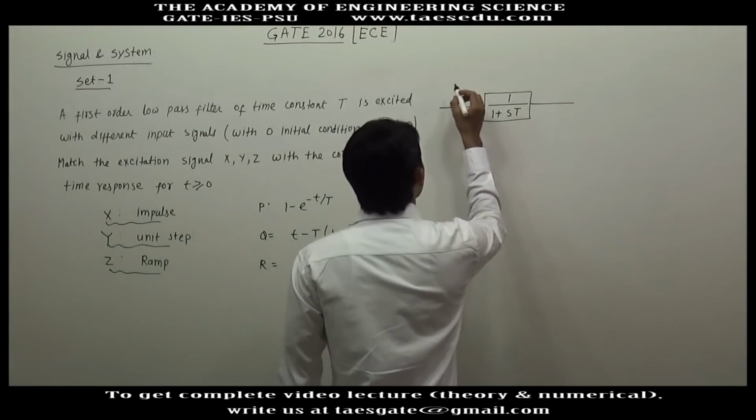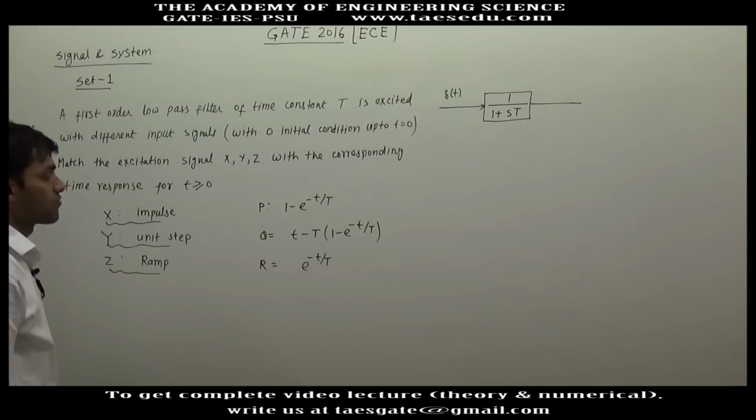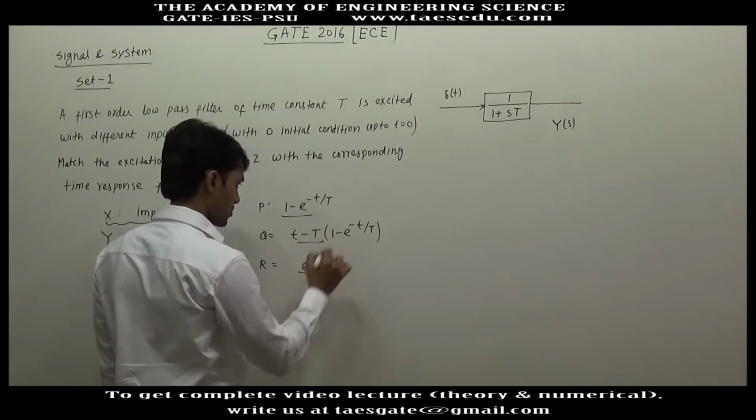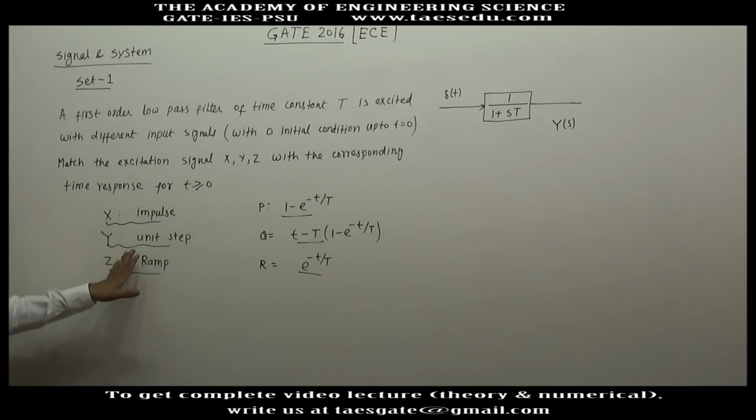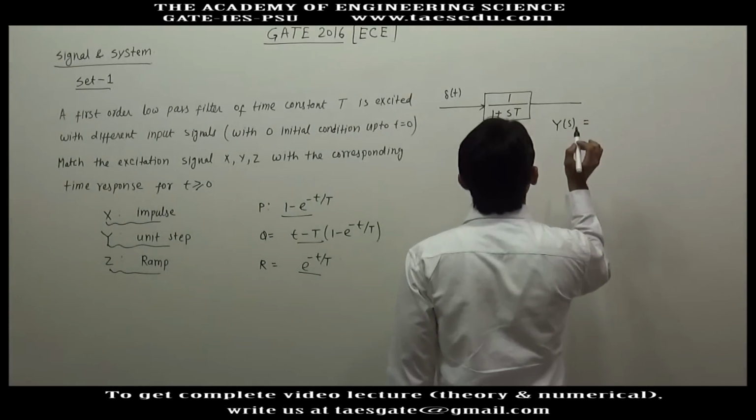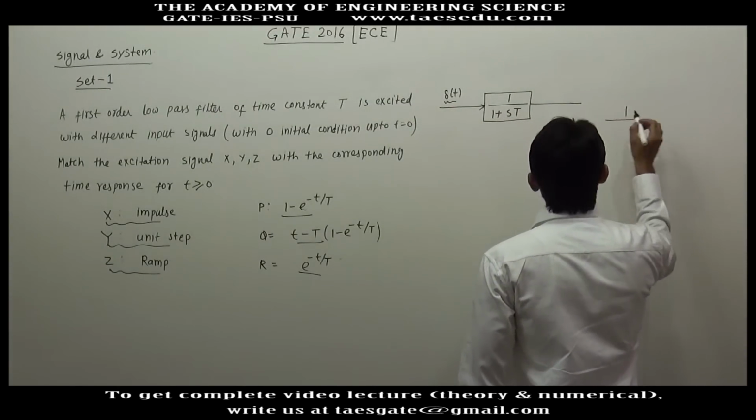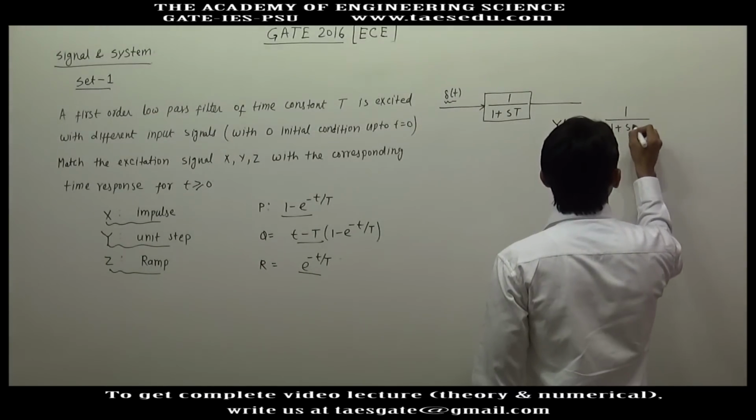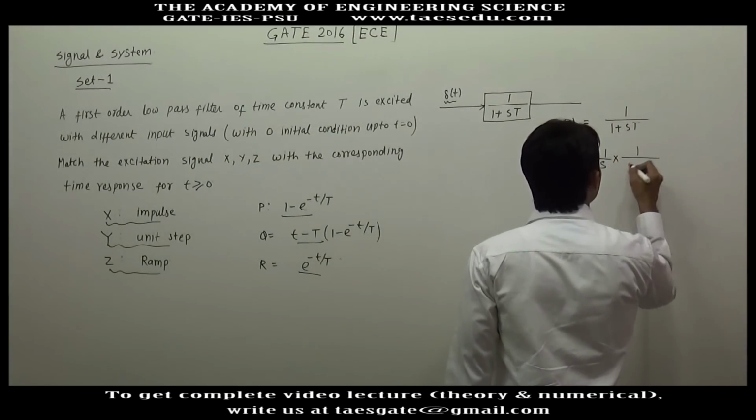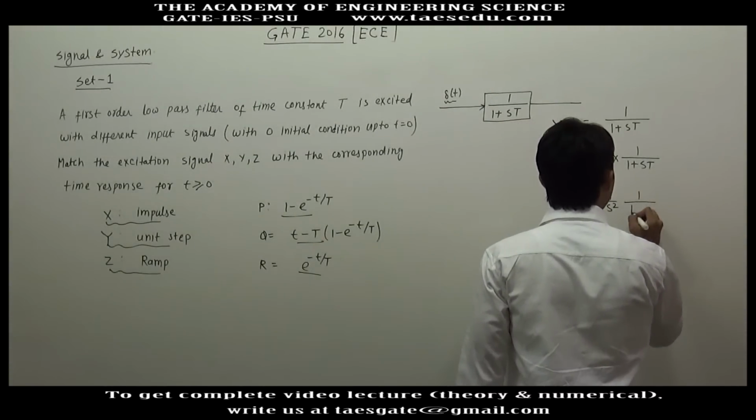One method is to keep an impulse here and find the output. Or, let us find the output in the Laplace domain and take the Laplace of all the outputs in the options, and then match the Laplace of the output due to each input with the Laplace of the options. The Laplace of output for an impulse will be, Laplace of this is 1, so the Laplace of output when the input is delta t will be 1 by 1 plus sT only. The Laplace of output for unit step will be 1 by s into 1 plus sT, and the Laplace of output for ramp will be 1 upon s square into 1 plus sT.